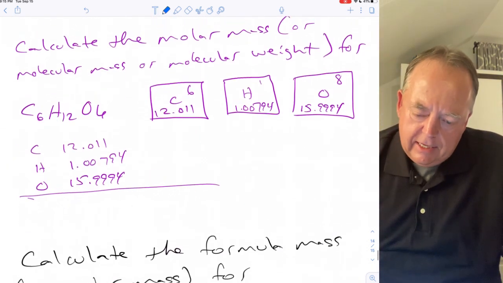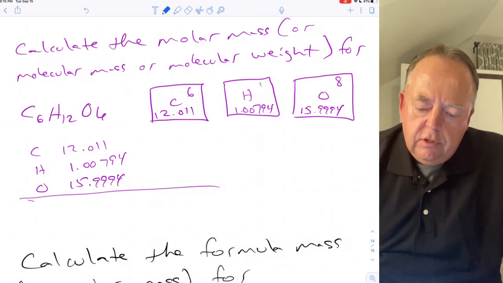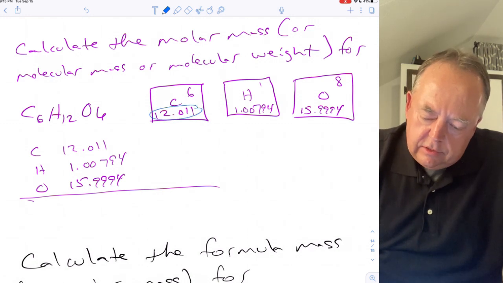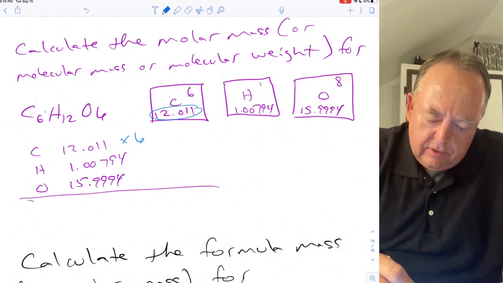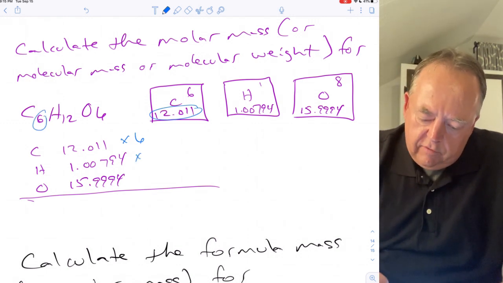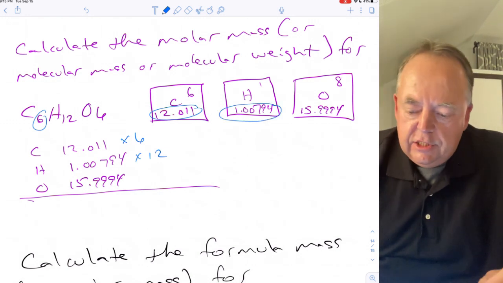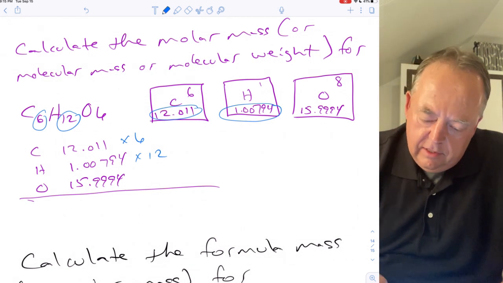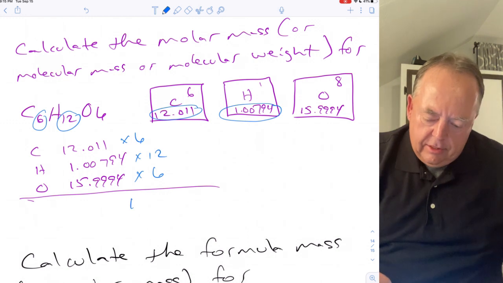Okay, so if we want to calculate the molar mass or molecular weight or molecular mass of glucose, C6H12O6, then we just need the periodic table. So 12.011 for carbon, but there's 6 carbons, so we have to multiply that by 6, right? Because of that, there's 12 hydrogens, so we take the atomic mass of hydrogen from the periodic table and multiply it by the subscript in the formula, and do the same for oxygen, and multiply those out and add them up.